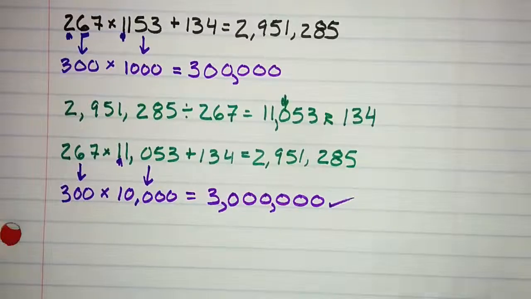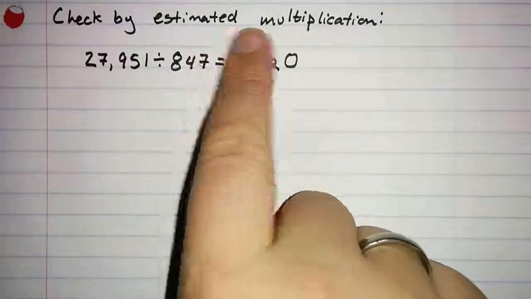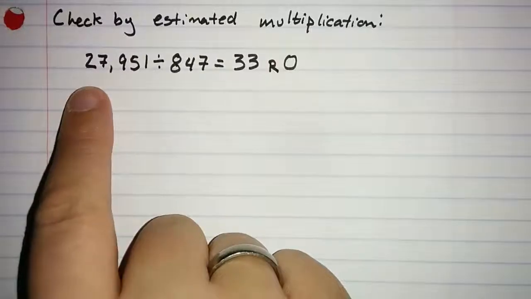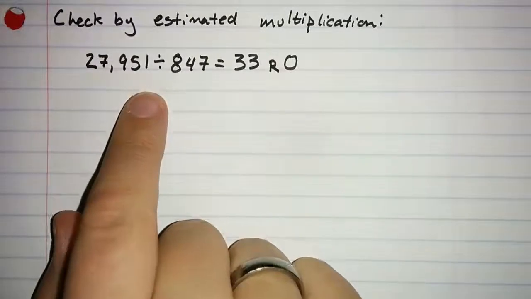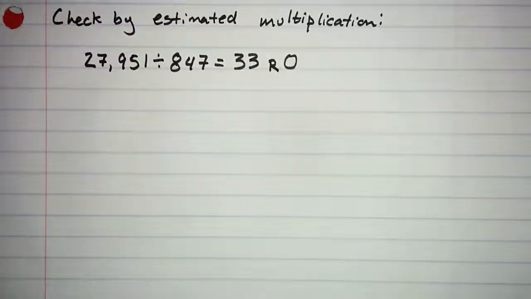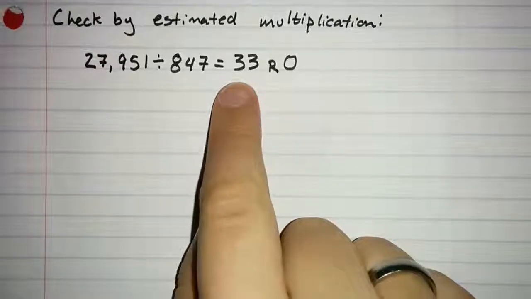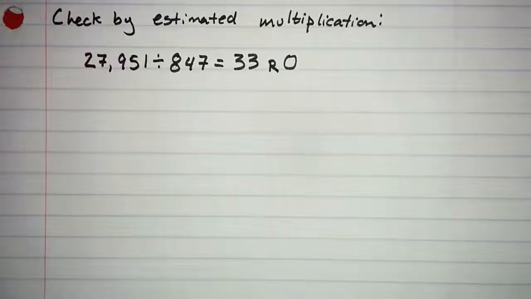I'm going to have you try one of these. Check by estimated multiplication: 27,951 divided by 847 equals exactly 33 with no remainder. Pause the video and try this now.